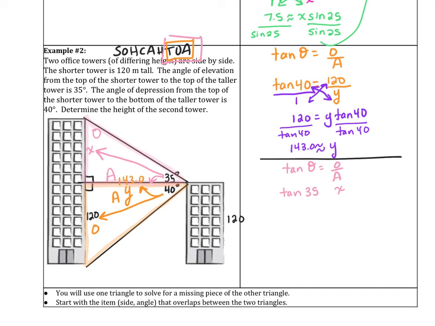That should be approximately equals because we are substituting in 143, which was rounded. And I'm going to make that over 1 and cross multiply. So 1 times x is x, and that's approximately equal to 143 times tan 35, and that makes x approximately equal to 100.1.